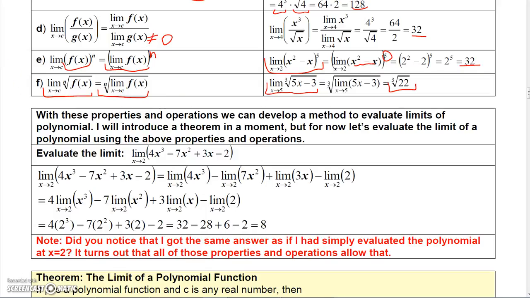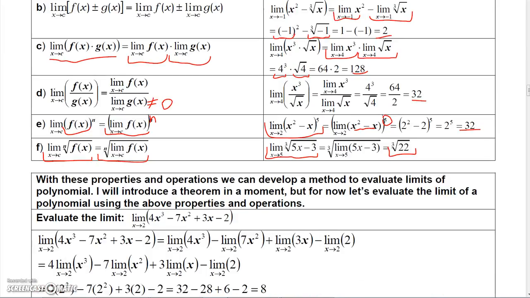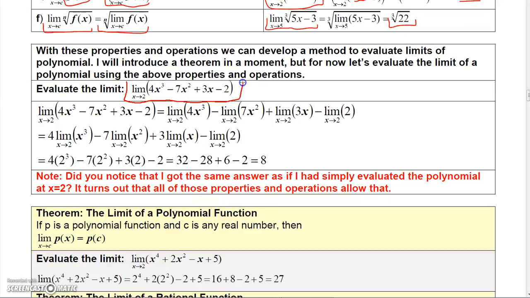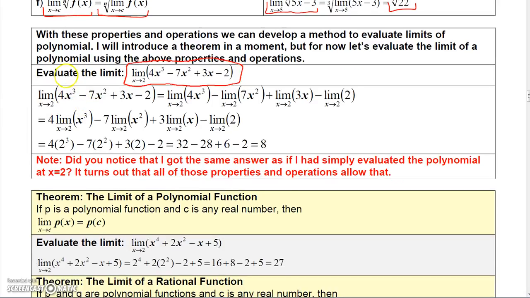Now, it turns out that if you put a bunch of these properties together the right way, you're learning that you can evaluate a polynomial. To evaluate a polynomial, I'm going to show you the long way. This will be the long way to do it, but then I'm going to show you a theorem that shows you don't have to go to all this trouble.